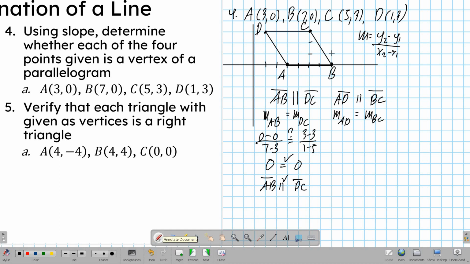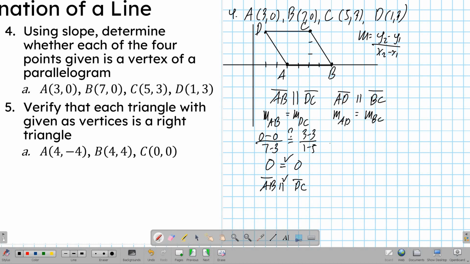By the way, before we go on, if you notice, AB and DC are horizontal lines, and it's a special property that the slope of any horizontal line is 0. So now let's check if the slopes of AD and BC are equal.